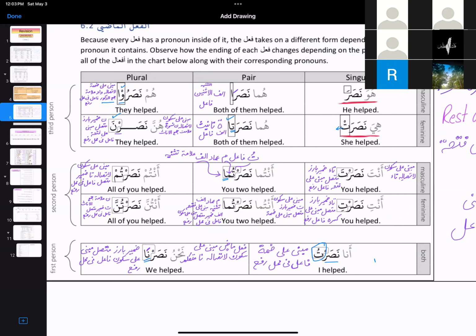Okay, so it is talking about this ta over here. This ta is mabni ala dhamma. So basically the ta that is damir muttasil, this damir muttasil is mabni ala dhamma, and this is fa'il and this is fi mahalli rafa. Okay. It will be like this: fi'l madi mabni ala sukun, ta fa'il mabni ala dhamma fi mahalli rafa. This is what it is saying over here.